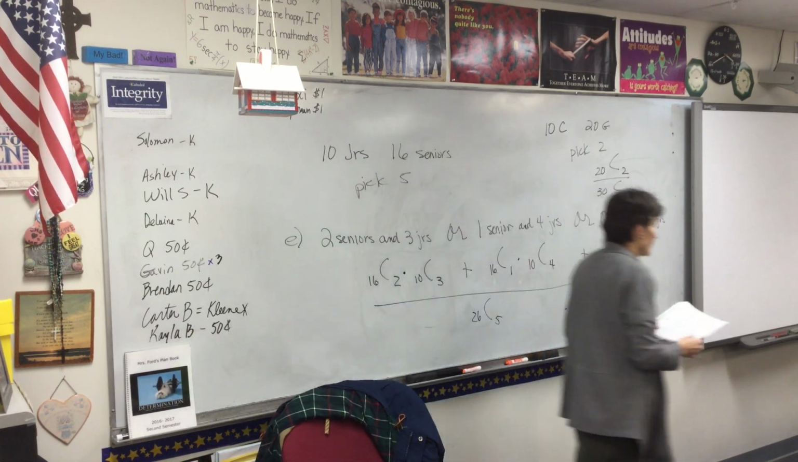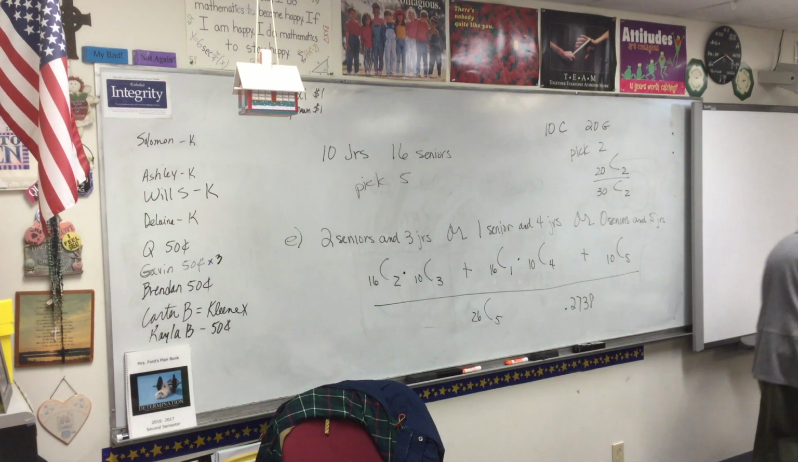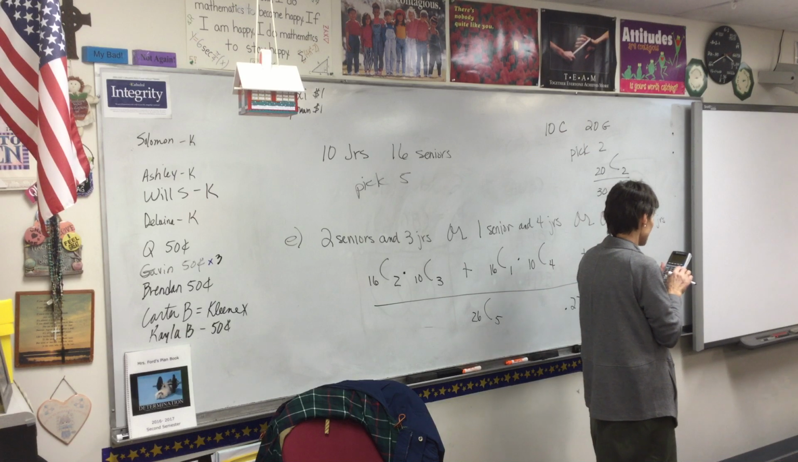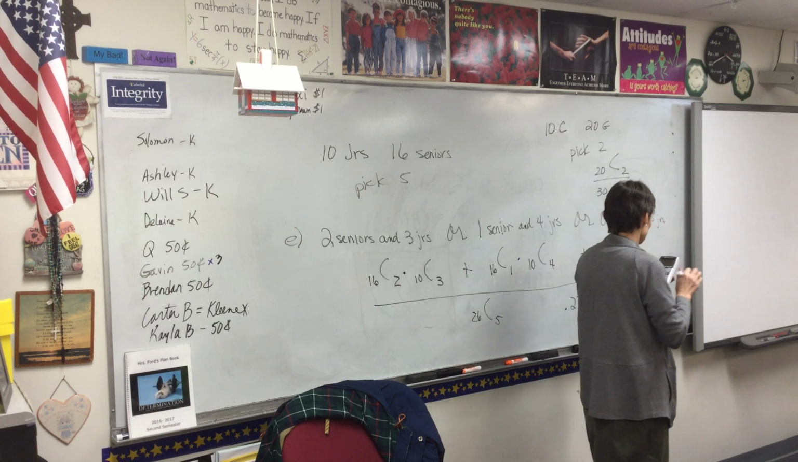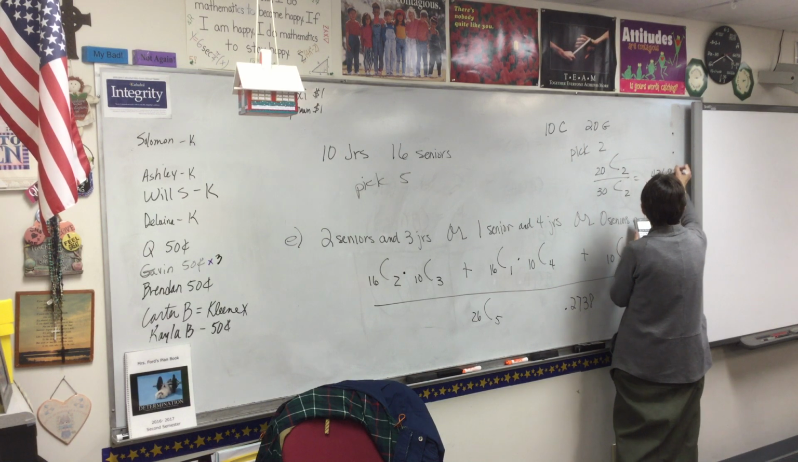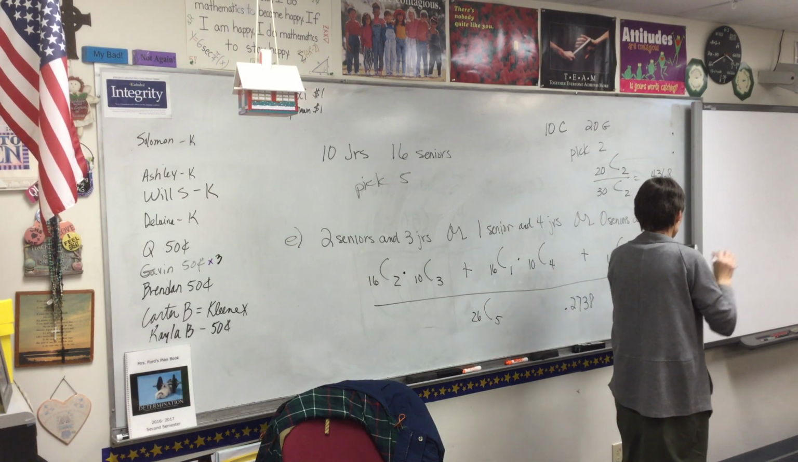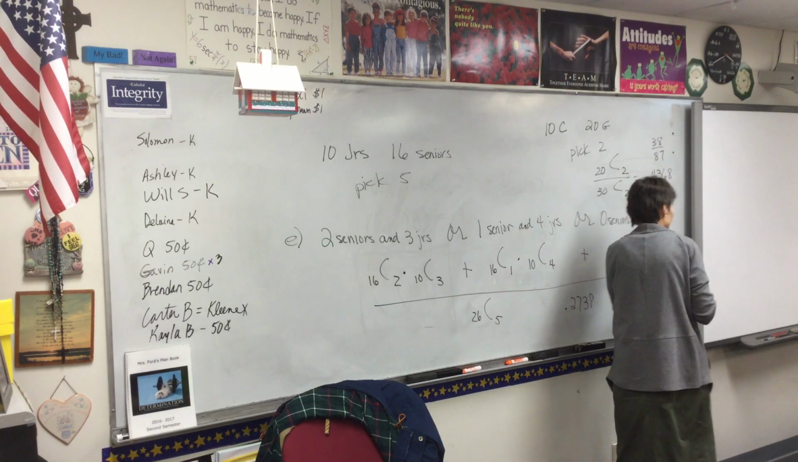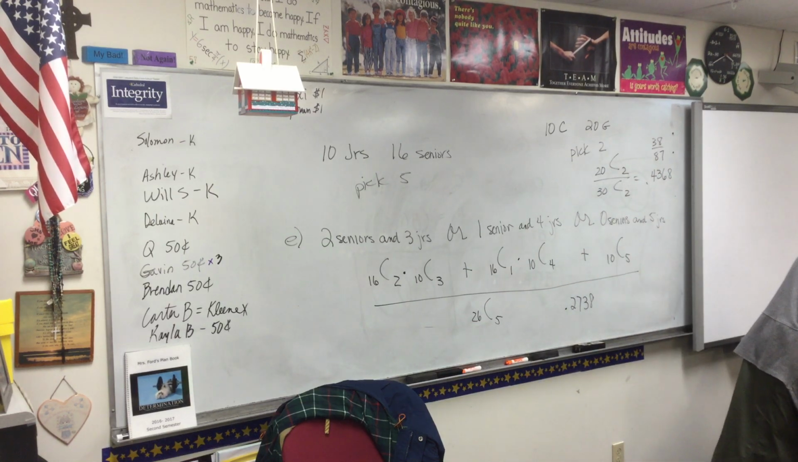Right? So that should be easy to type in. Please don't try to cancel anything. Nothing cancels there. You gotta type it in. 38 over 87. I got 0.4368, which is 38 over 87, if you do it fractionally.